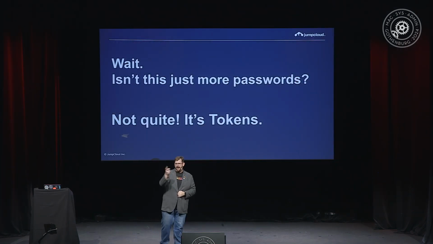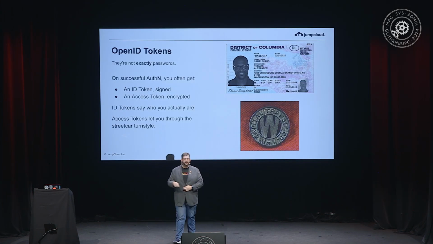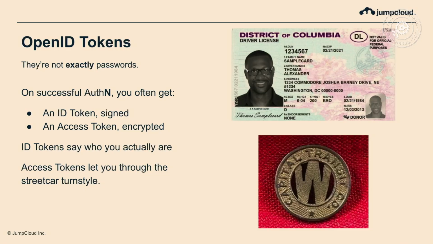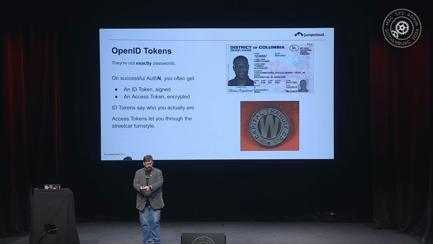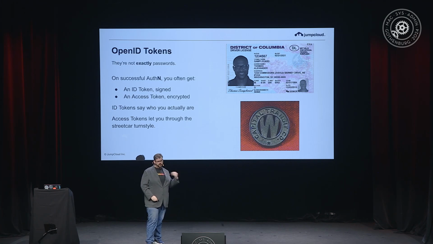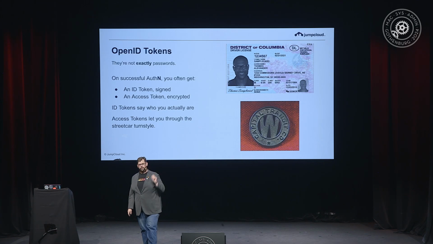Isn't this just more passwords, though? No, it's not. It's tokens. OpenID tokens are not exactly passwords. They're credentials, but they are not passwords. On a successful authentication, you will get an ID token that says who you are, and you will get an access token, which is an encrypted blob. The ID tokens say who you actually are to the directory, and those access tokens, they're like a subway token. You put it in the thing, and you go through the turnstile.